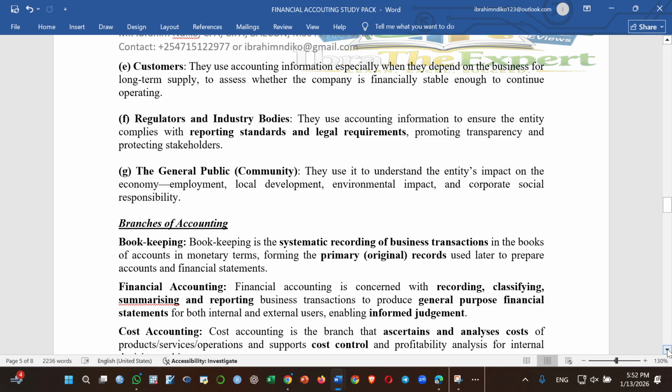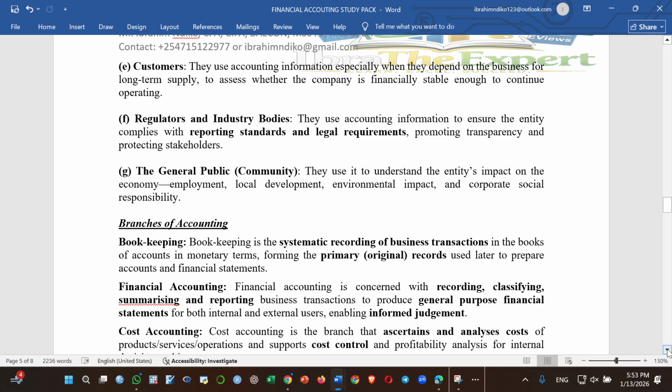Number F, regulators and industry bodies. So they want this information for the purpose of doing what? For setting reporting standards and legal requirements. So they will want this information mostly to set and to ensure that there is compliance with the reporting standards and legal requirements.